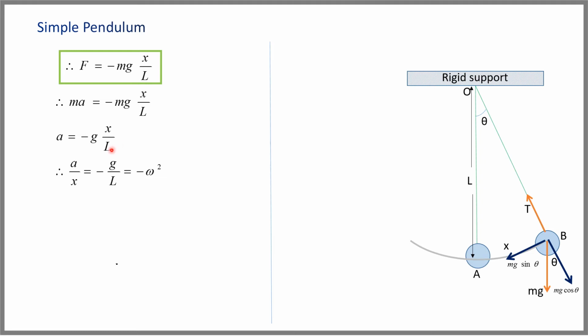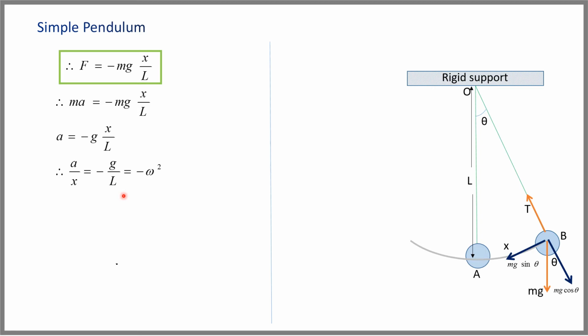If we take this displacement to this side, we get acceleration per unit displacement as minus g by L. And according to linear simple harmonic motion, we have the acceleration as minus omega square x, meaning acceleration per unit displacement we get as minus omega square. So here, equating these values, omega square we get as g by L.